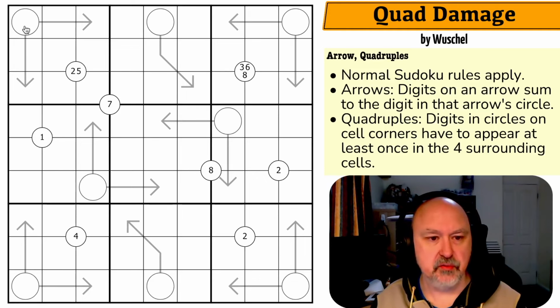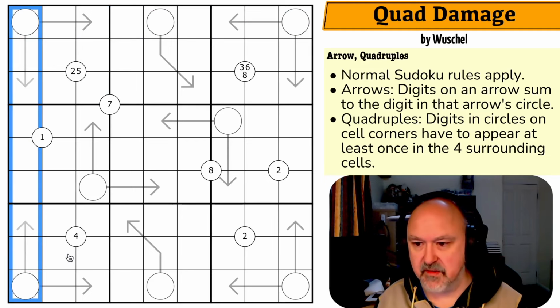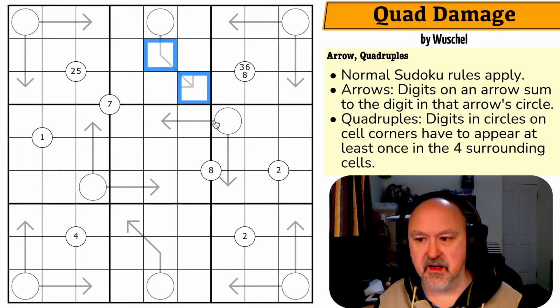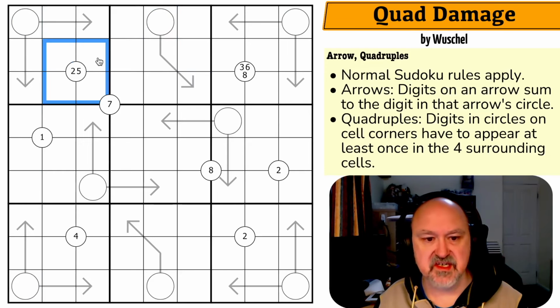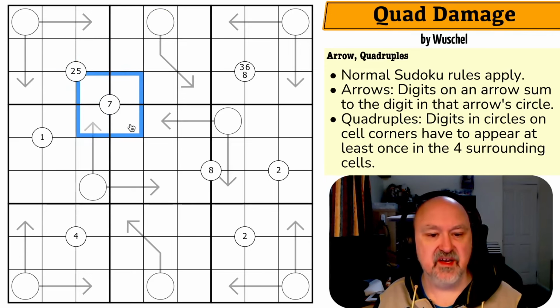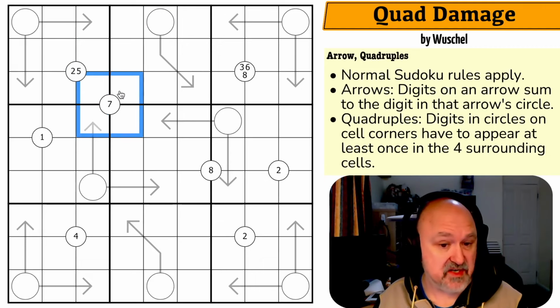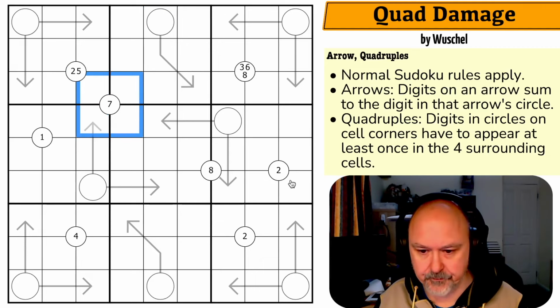So normal Sudoku rules apply. In every box, in every row, and in every column, the digits 1 to 9 must be placed without repetition. We have arrows, so digits placed on arrows must sum to that arrow's circle. And quadruples. Digits in circles must appear at least once in the 4 surrounding cells. So we know 2 and 5 will be placed in those 4 cells, and there will be at least 1 7 in those 4 cells. There may be 2, but there will be at least 1.